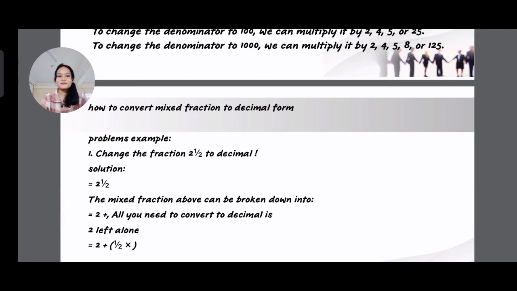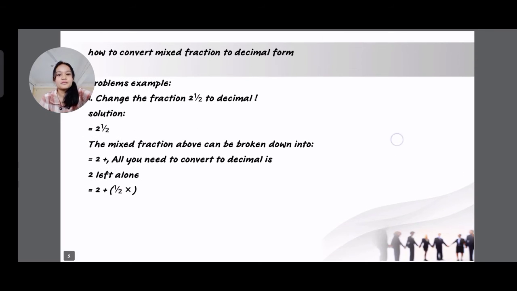How to convert mixed fraction to decimal form? For example, problem 1. Change the fraction 2 1 over 2 to decimal. Solution. 2 1 over 2. The mixed fraction above can be broken down into 2 plus 1 over 2. All you need to convert to decimal is the fraction; the 2 is left alone. So it equals 2 plus open brackets 1 over 2 closing brackets.